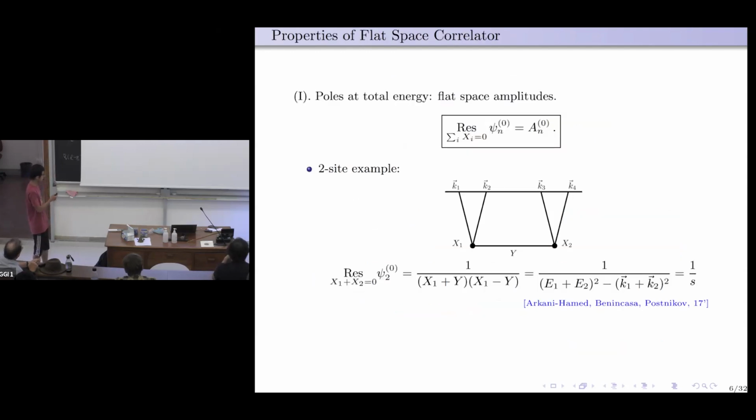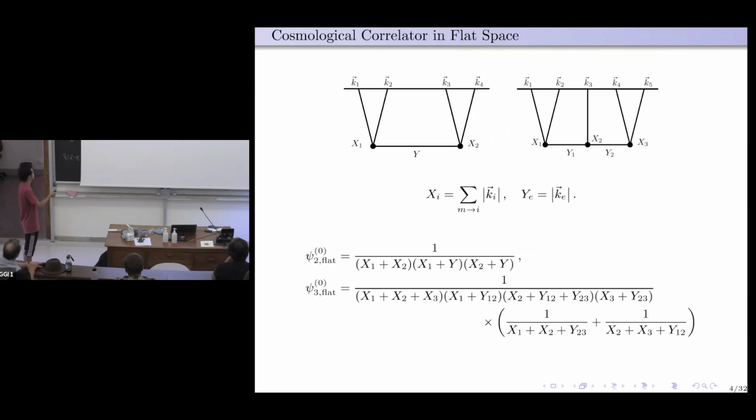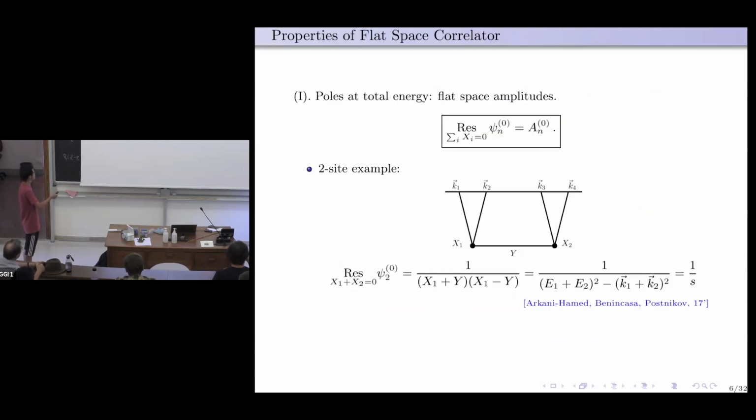Let me stress two important properties of these correlators that will be useful later. First of all, when we go to the pole at total energy, the energy conservation is preserved, so one should expect that these correlators will go back to the normal flat space amplitudes. And this is indeed what happens. For example, in this two-site case, the original correlator has three factors corresponding to three possible tubes. When one takes the residue on this total energy, the function becomes one over the difference of their squares, which equals one over s, as in the normal flat space amplitudes.